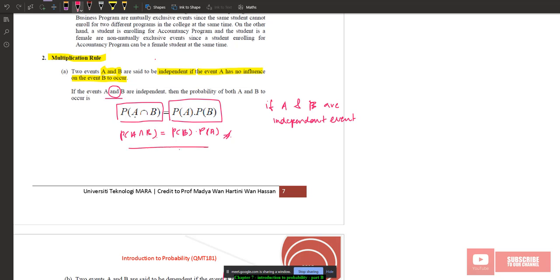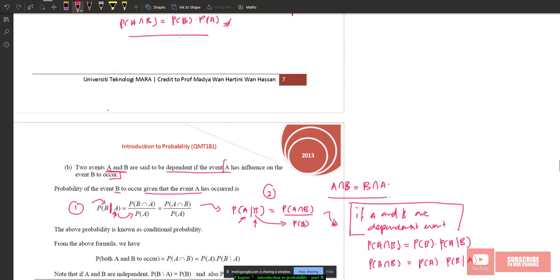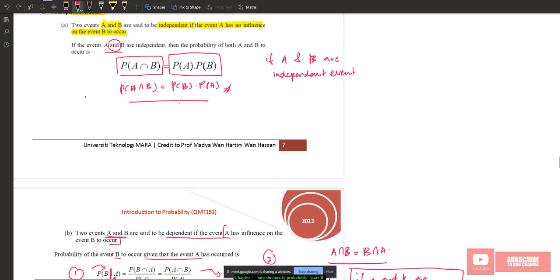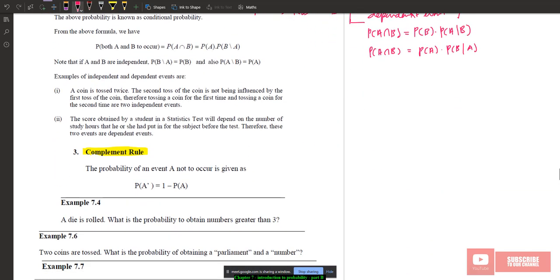Okay, so make sure you understand how to differentiate between independent event and dependent event, right? The last rule that we need to understand is the complement rule, right?